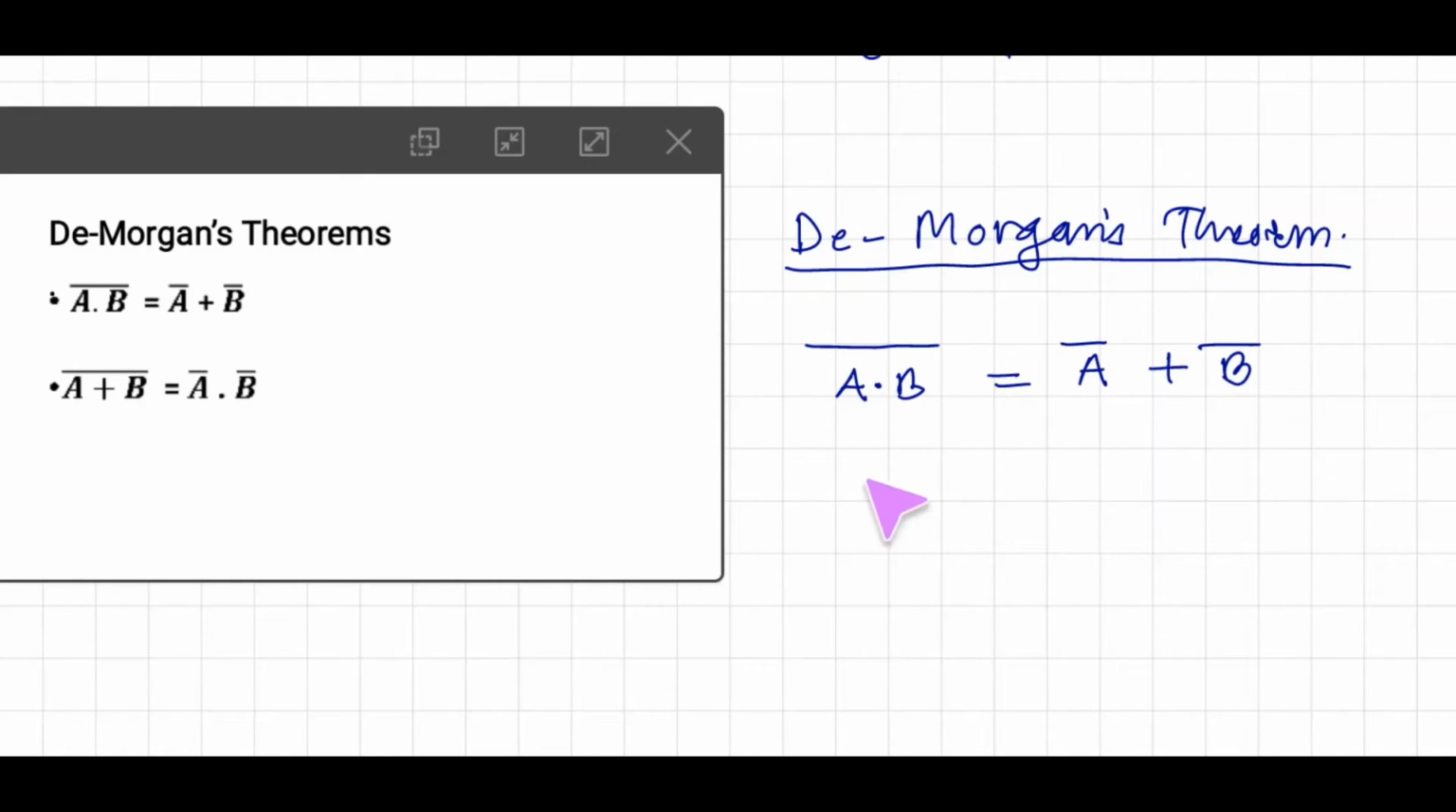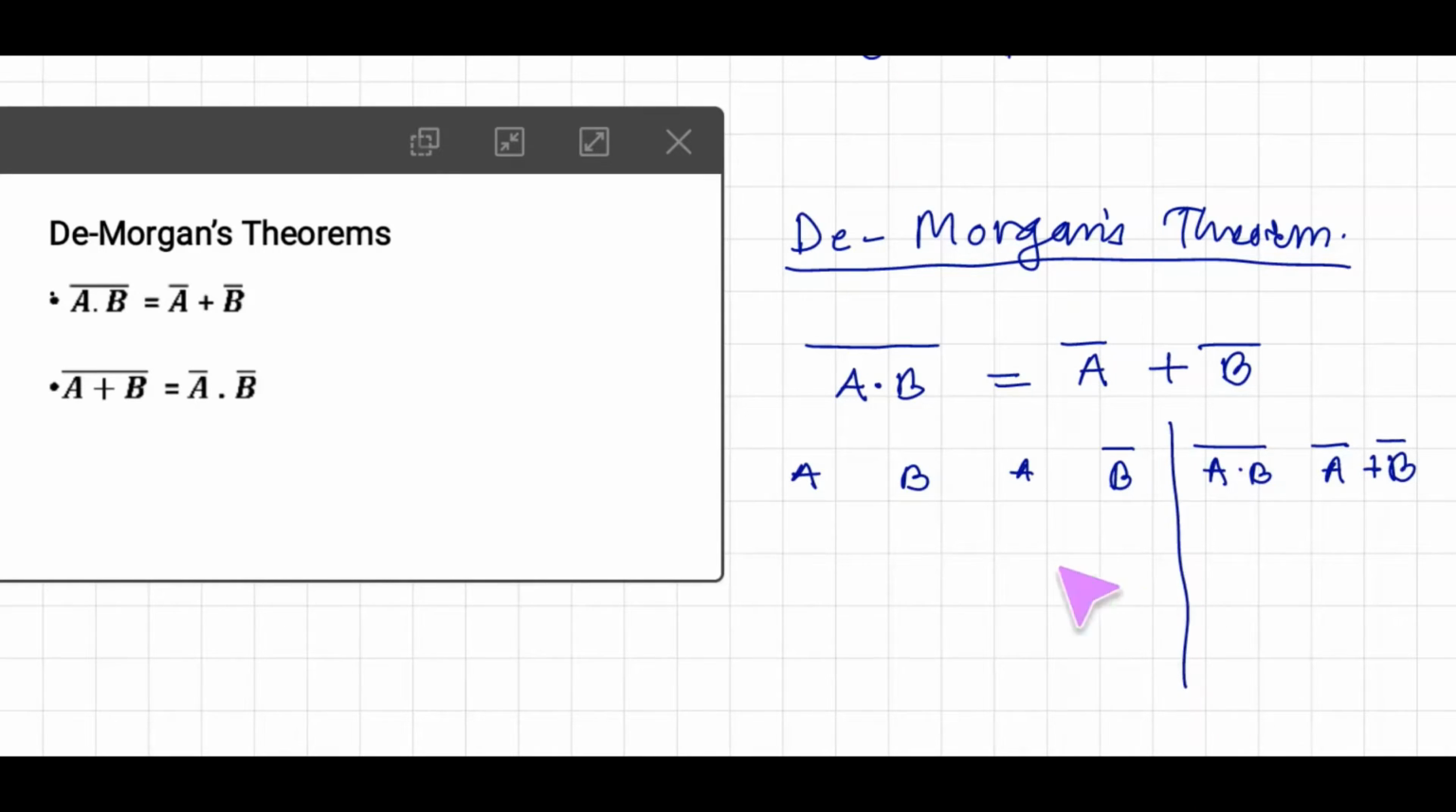So how exactly is it happening, let us see. Let us consider this is A, this is B. So this is A bar, this is B bar. Let us consider this is the complement of A dot B, and this is A complement plus B complement.